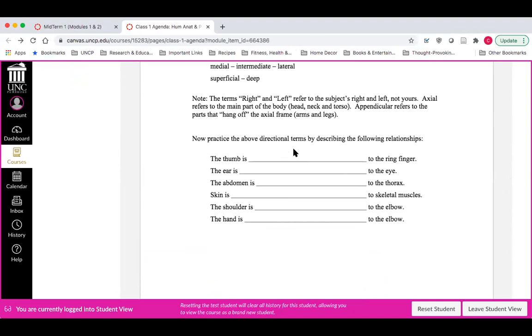So let's talk about directional terms. Again, in anatomical position, the thumb is lateral to our ring finger. Our ears are lateral to our eyes, which means towards the outside of the body. The abdomen, this requires you to know what the thorax is, our thoracic region. So the abdomen is inferior to the thorax. Our skin is superficial to our muscles. Now we're talking on our limbs. Remember, with limbs, we use the words proximal and distal. So the shoulder is proximal to the elbow, and the hand is distal to the elbow. Are there any questions about that first section?